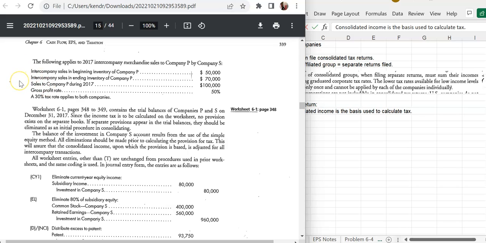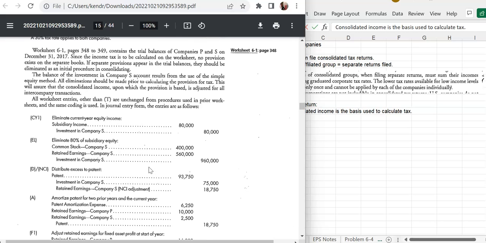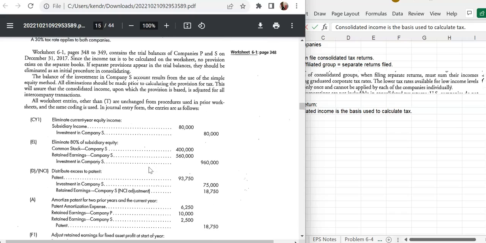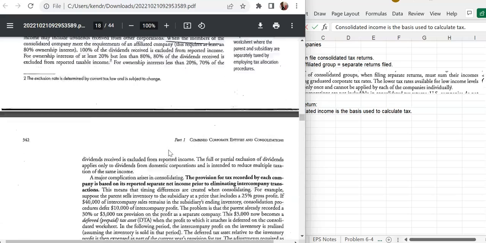All right, then we also had some intercompany sales. All right, intercompany merchandise sales to P by S. All right, so we had beginning inventory, ending inventory, the actual sales amount, gross profit rate is 50%, and then we have a 30% tax rate. So I go through all the normal eliminations and the working paper was on pages 348 and 349. So let me show you that real quick.